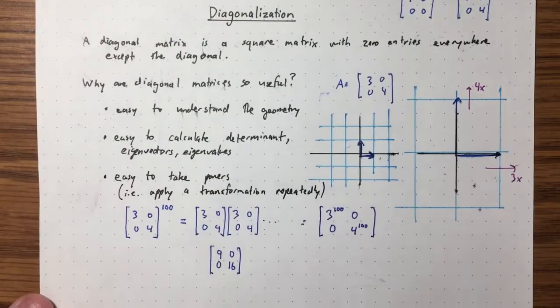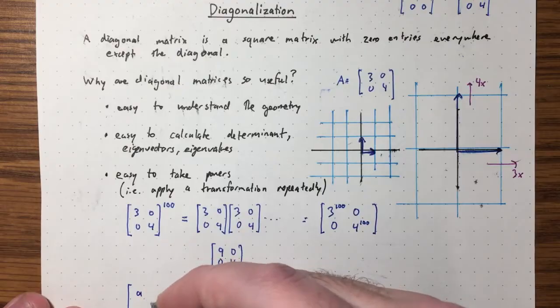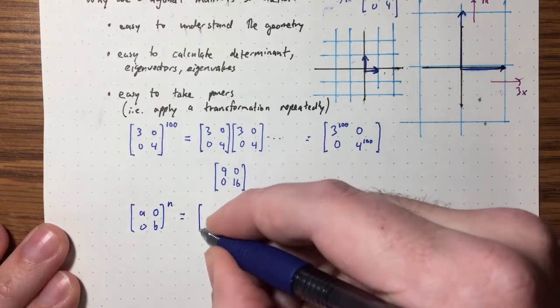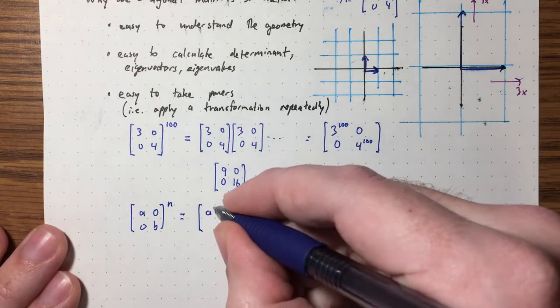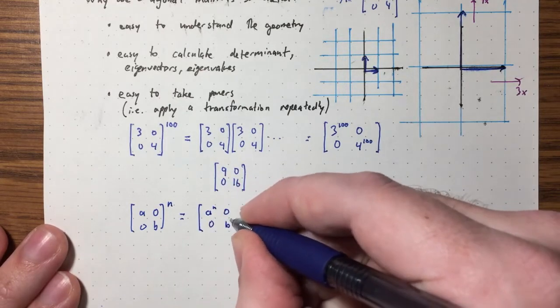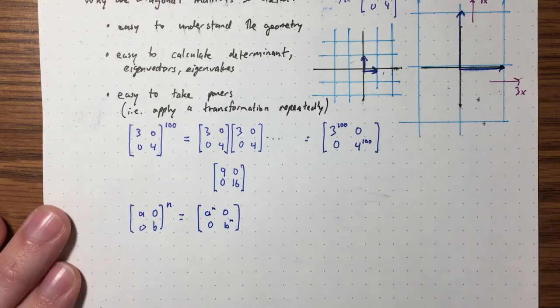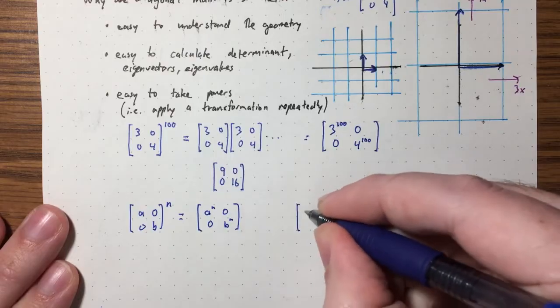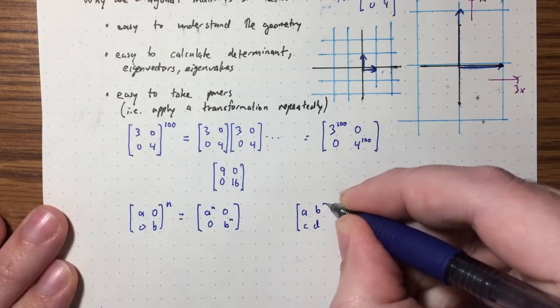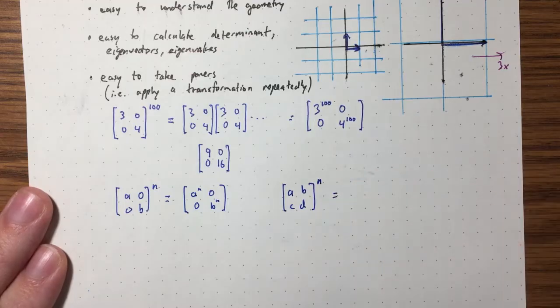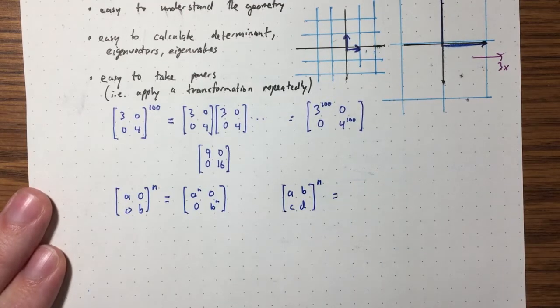In general, we have A, B, and this works for larger matrices too, not just 3 by 3. If we have this matrix to the nth power, that's just A to the n, 0, 0, B to the n. Really nice. On the other hand, what if we had a matrix A, B, C, D, and we want to take that to the nth power? Is there a nice formula for that?